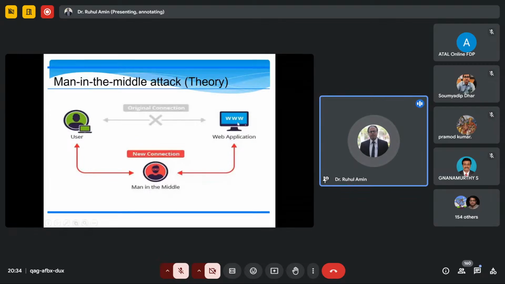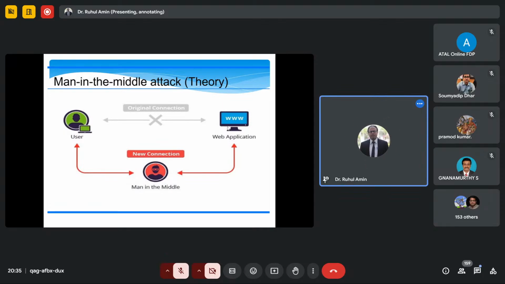But the user and web application will believe that they are communicating with each other, right? So the third person, the attacker, will get all the information of the user as well as the web application.